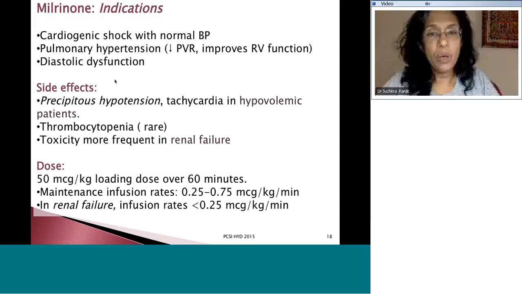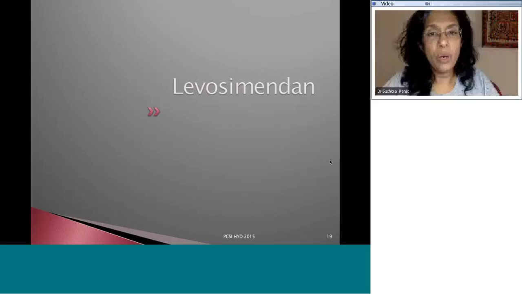So it is advocated that a 50 mics per kg loading dose is given, but in most instances, the caregivers will be worried about ensuing hypotension, so they start with the maintenance infusion rate straight away, which is 0.25 to 0.75 mics per kg per minute. And in renal failure, the infusion rate should not exceed 0.25 mics per kg per minute because some accumulation can occur. The third inodilator, so we talked about dobutamine, milrinone, and now we come to levosimendan.